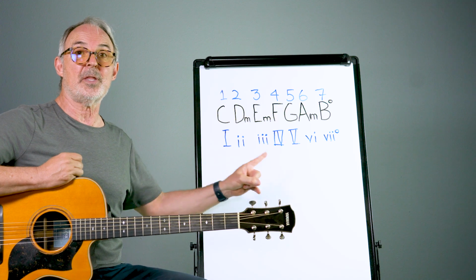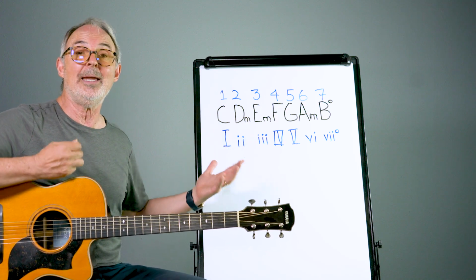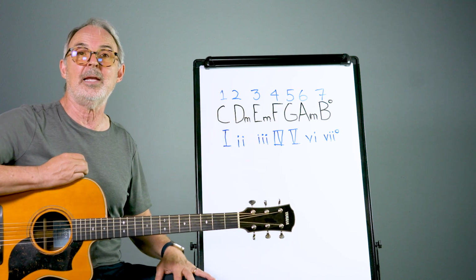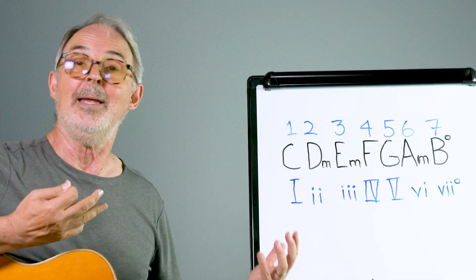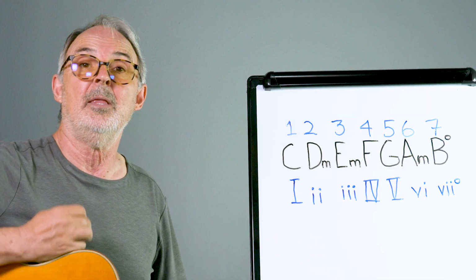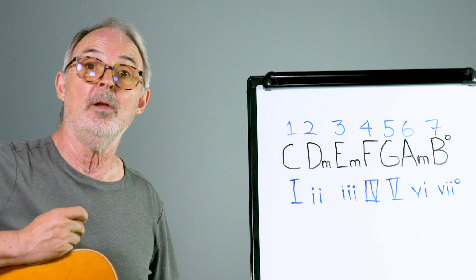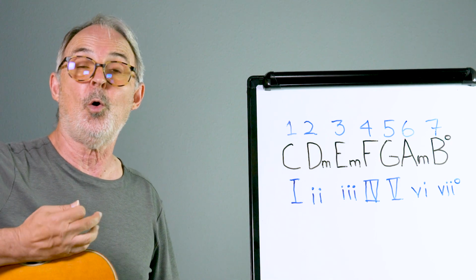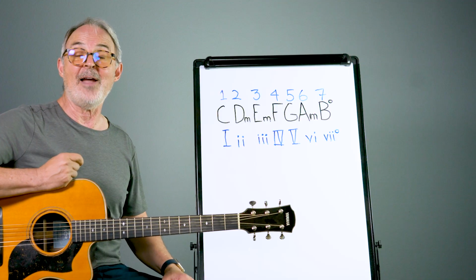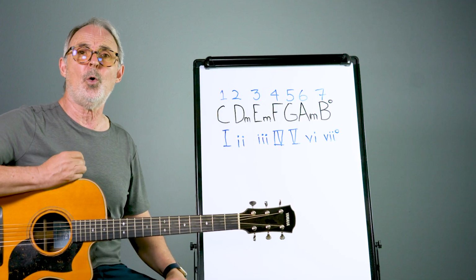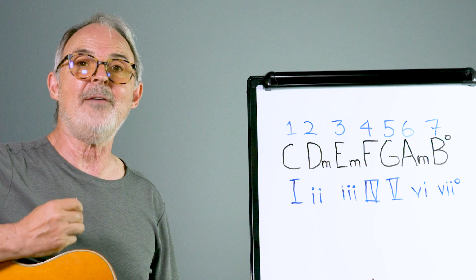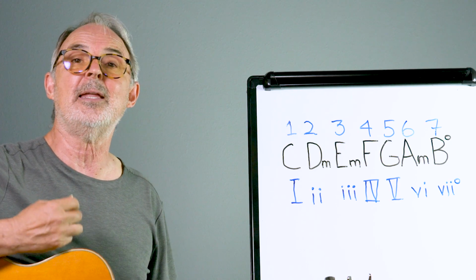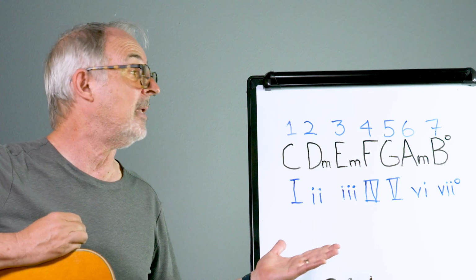I've numbered each of the scale degrees, and I'm calling the chord based on the scale degree number. So the C chord is going to be called the 1 chord. The D chord is the 2 chord, or D minor in this case. The 3 chord, E minor. The 4 chord, F major. The 5 chord, G major. The 6 chord, A minor. And the 7th chord is the one that's a little different. It's a diminished chord. In this case, B diminished.